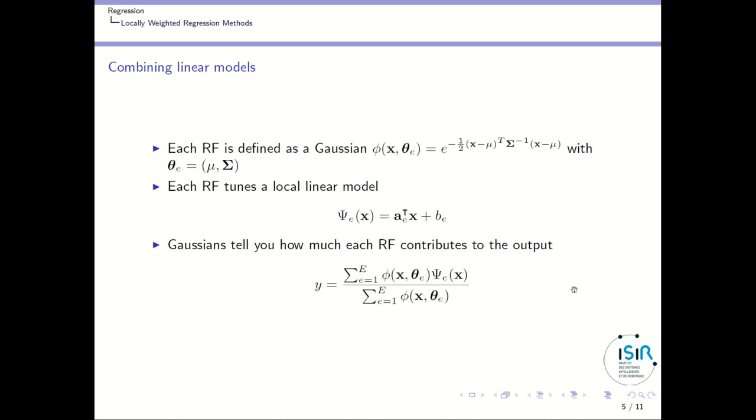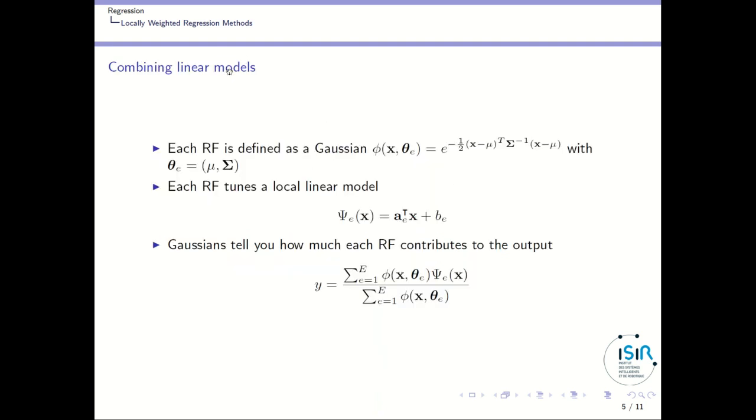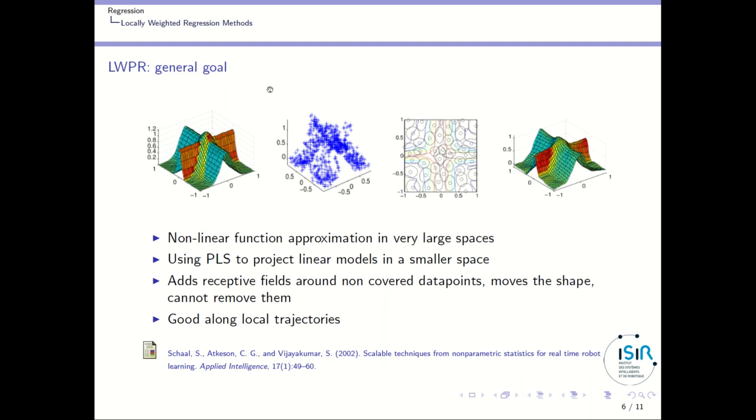Okay, and that's the formula to perform locally weighted regression. So that's the standard LWR algorithm. Now let's move to something which is more sophisticated, which is called LWPR, for locally weighted projection regression.